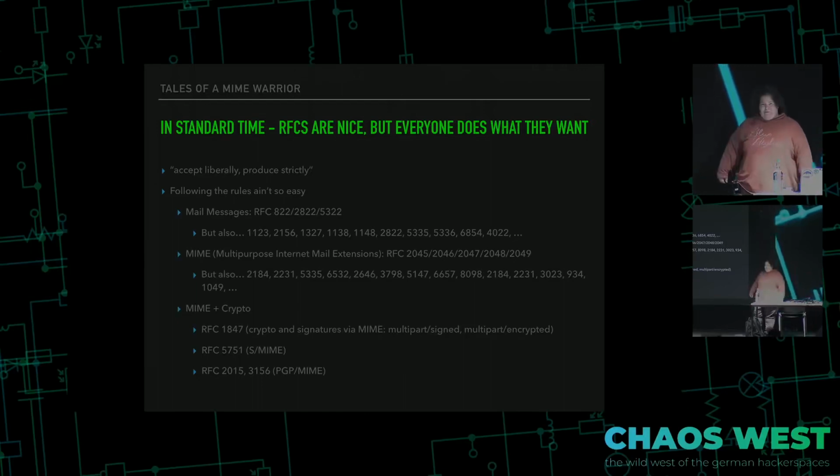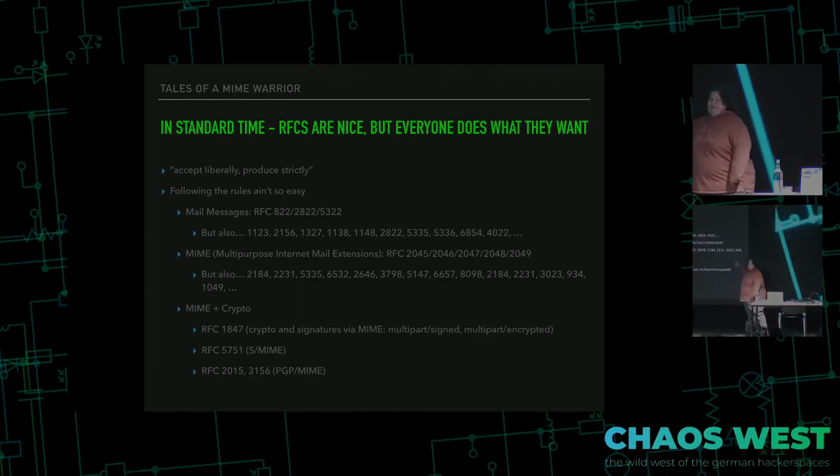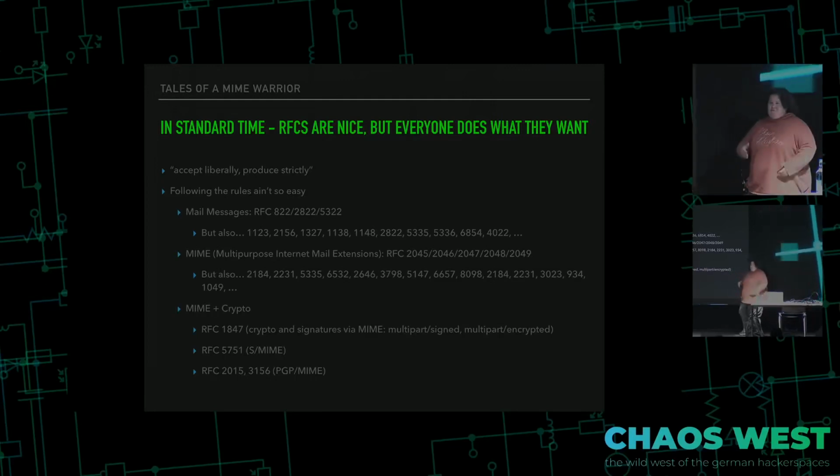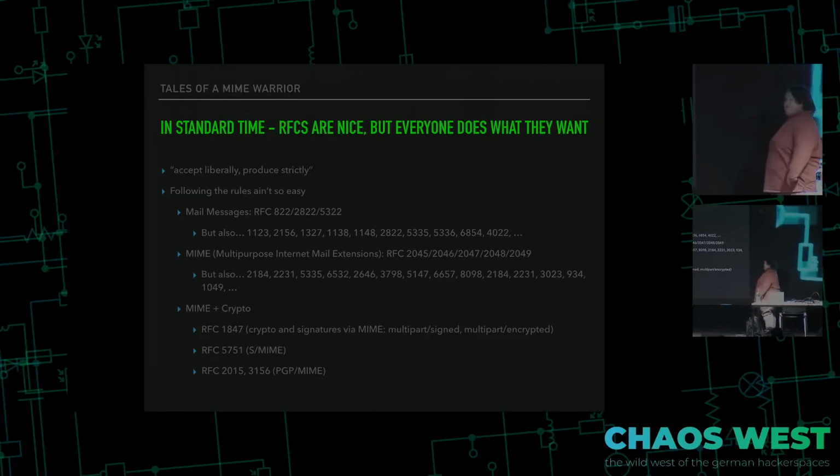But that's not enough. That's just mail messages. But at some point, people started to decide to send weird things to each other, like videos and PGP keys and other kinds of content. And that's where MIME comes in. So those are the multi-purpose internet mail extensions. And it's in 5 parts.